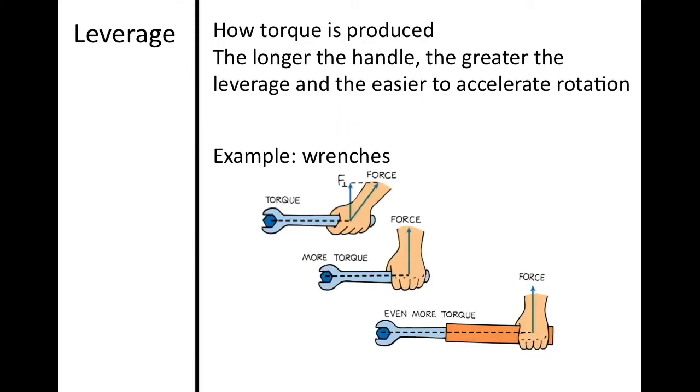Leverage is how torque is produced. The longer the handle, the greater the leverage, and the easier it is to accelerate rotation. For example, you'll notice there are 3 wrenches shown below. One is short, one is a little longer, and one is very long. The longer that you have the handle and your hand is on the end, the more force that you can actually give, the more torque that you would have.